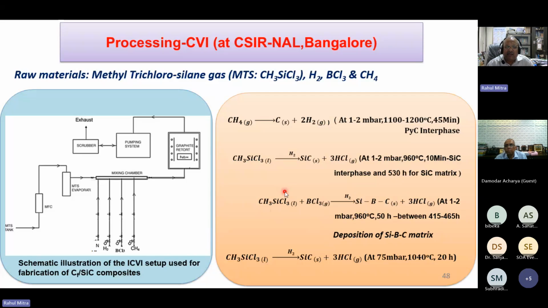So this facility is there in the National Aerospace Laboratory and DMRL Hyderabad in India. Only two places.